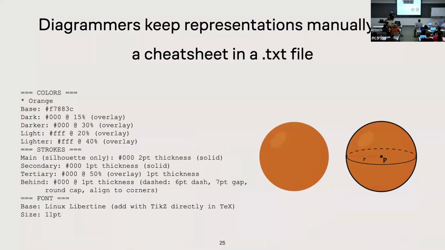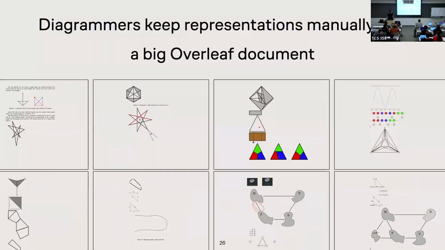Here, other diagrammers try to maintain visual consistency, like the color of the orange and the line width, across their work, but what they do is they keep a separate text file with low-level parameters like the color code and the line width because their tools don't usually remember them. And others curate a library of all the diagrams they've ever made such that they can build on top of them whenever they want to make a new one. And in this case, it's a giant Overleaf document with all kinds of TikZ diagrams.